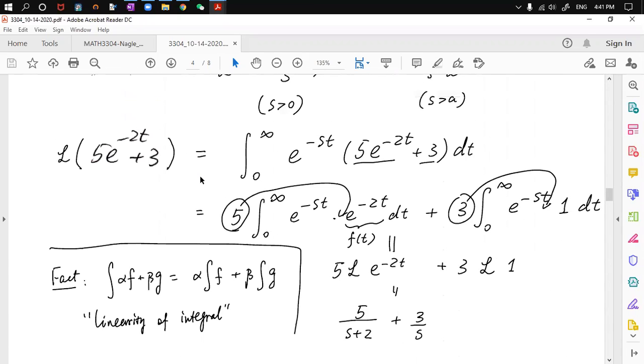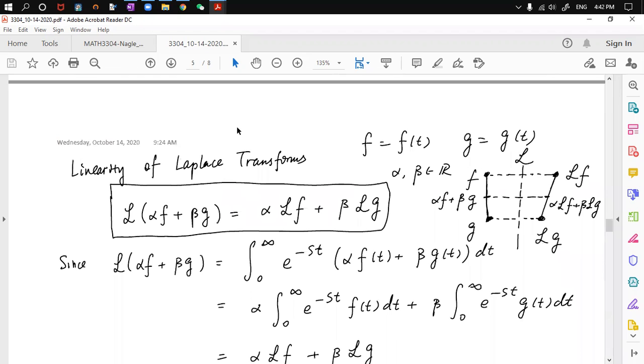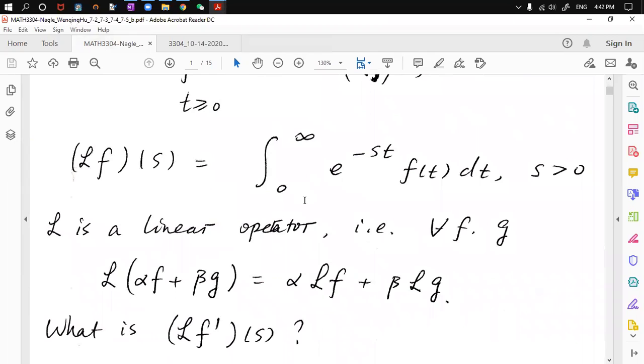Then we introduced a very important property: the Laplace transform transforms a linear combination of functions into the linear combination of their images. That helps us calculate Laplace transforms such as 5 times e to the power minus 2t plus 3, and things like that. So we see that the Laplace transform is a linear operator, and the Laplace transform of alpha f plus beta g is alpha times the Laplace transform of f plus beta times the Laplace transform of g.